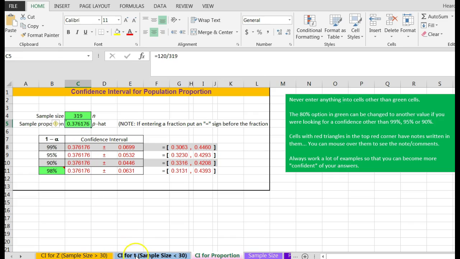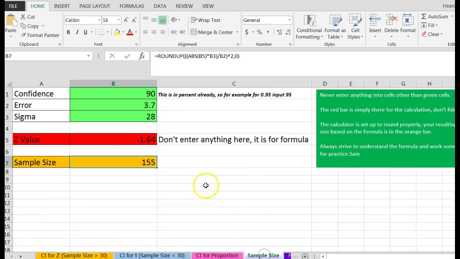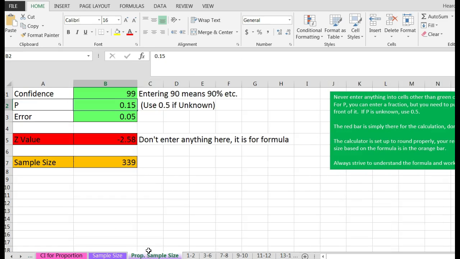We did sample sizes when given margin of error and the standard deviation. And then finally, there at the first of these, we also did some proportion sample sizes.